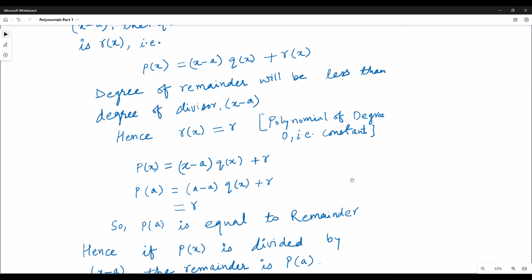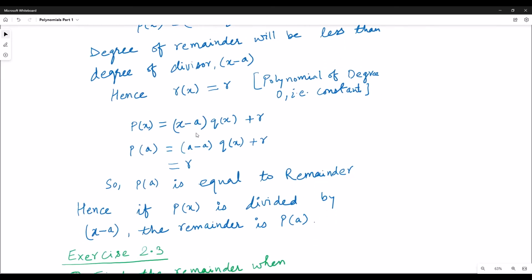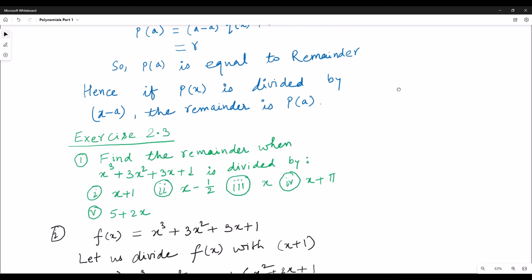So r(x) is simply a constant. This is a constant polynomial. So p(x) is equal to (x minus a) into q(x) plus r, and for x equal to a, this becomes p(a) equals r. So p(a) is equal to the remainder. Hence, if p(x) is divided by x minus a, then the remainder is p(a).